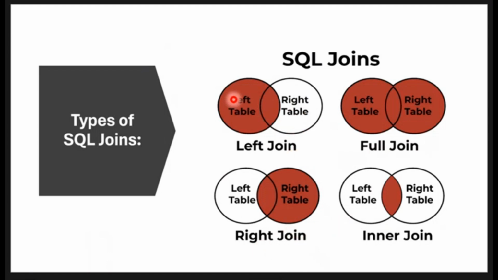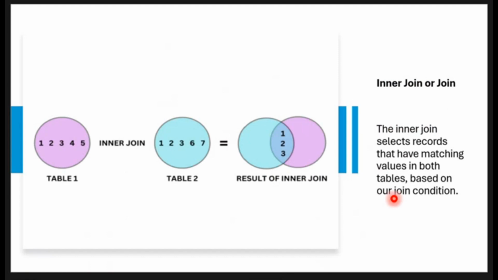You might be seeing these Venn diagrams. So let us go into the details of how these joins work. The first one is inner join, or simply called join. So you have two tables, table 1 and table 2. Now you are performing an inner join. So what does inner join do? The inner join selects records that have matching values in both the tables.